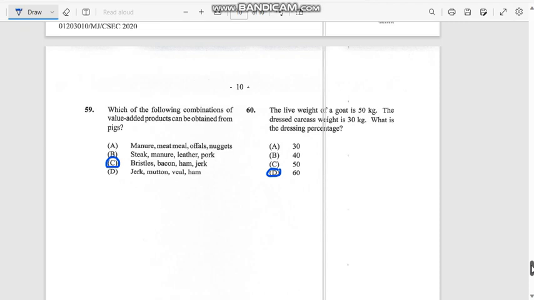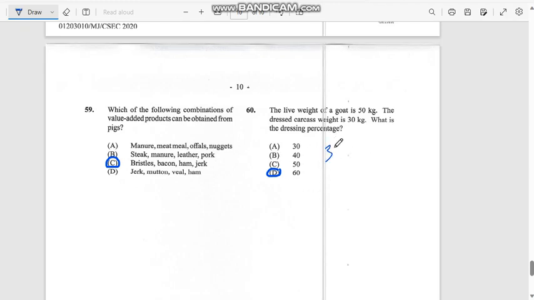Alright, for number 60, last and final, it says the live weight of a goat is 50 kilograms, right? The dressed carcass weight is 30 kilograms. What is the dressing percentage? So we have 60% here, guys. So we're going to explain how you get the 60%.